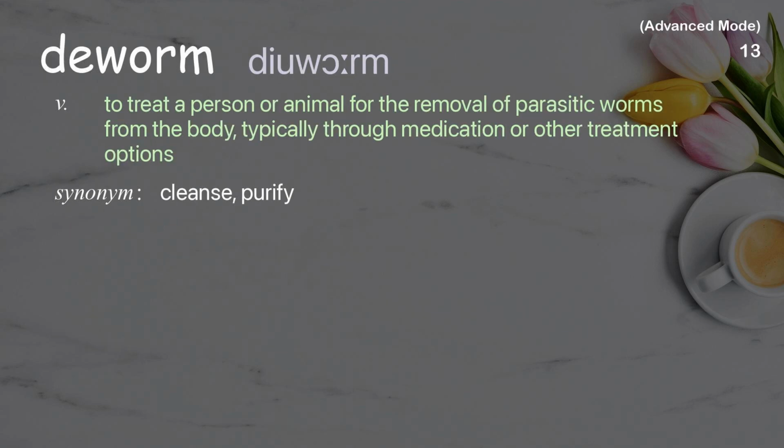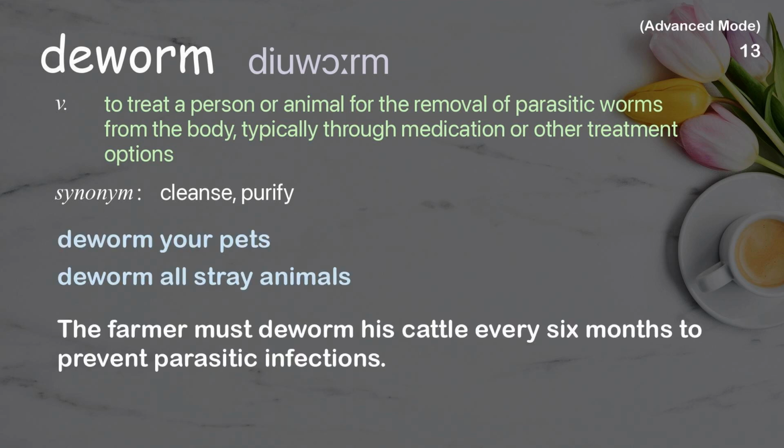Deworm. To treat a person or animal for the removal of parasitic worms from the body, typically through medication or other treatment options. Examples: deworm your pets, deworm all stray animals. The farmer must deworm his cattle every 6 months to prevent parasitic infections.